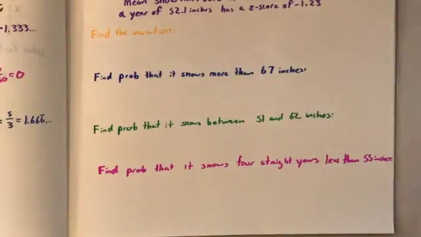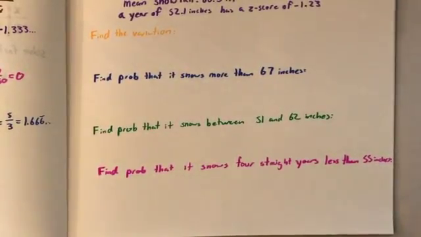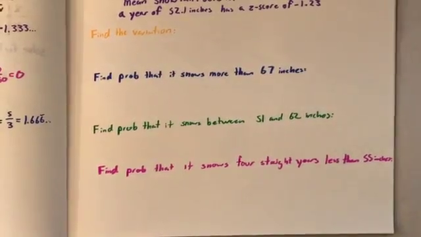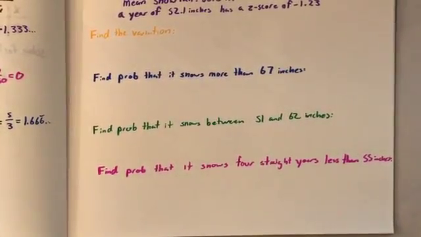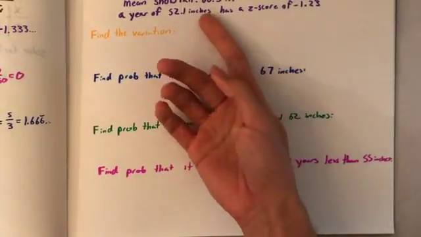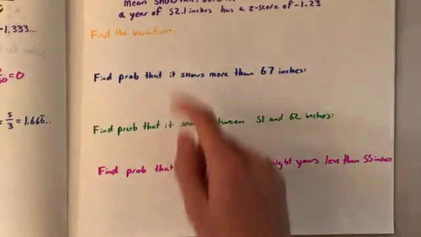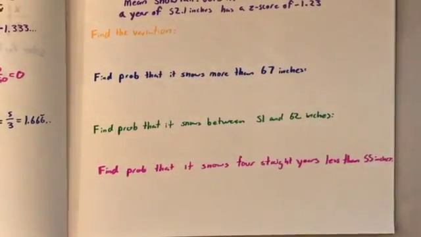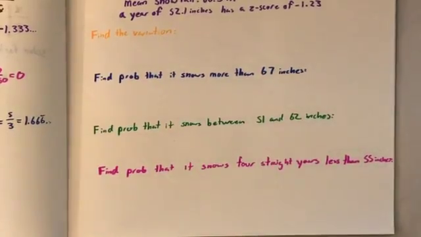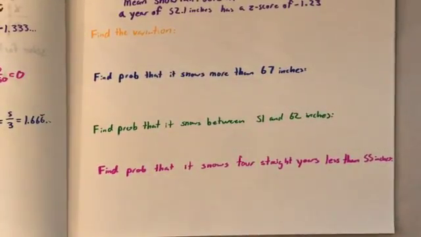And this problem is about snowfall in Ypsilanti. These are different numbers again like the other video, but the same process. It gives us that our mean snowfall is 60.3 inches, and that a year of 52.1 inches of snow has a z-score of negative 1.23. And now it's asking us to find the variation.